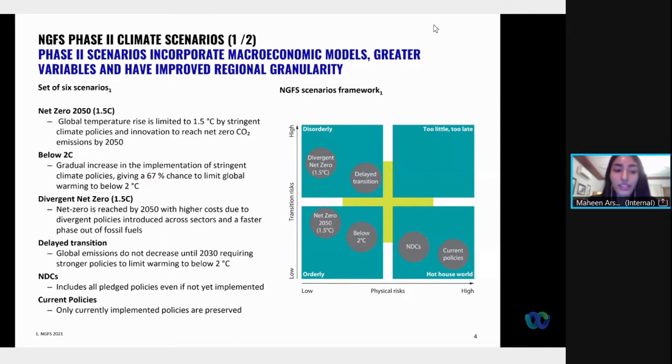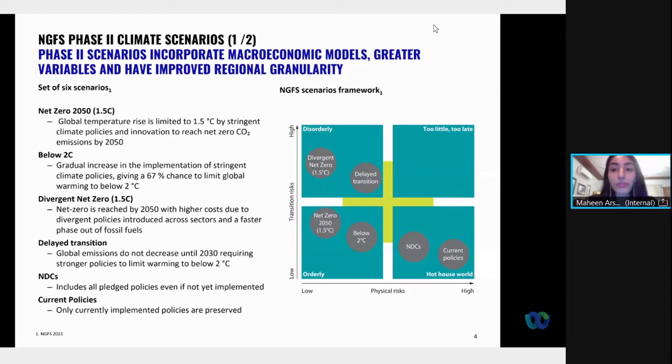The third scenario is a divergent net zero 1.5 degree scenario, which is also similar to the net zero 2050. It is the implementation of policies and taxes to reach 1.5 degrees and net zero emissions by 2050. However, the implementation of policies is fragmented and is not standard across all countries and all regions, as well as sectors.